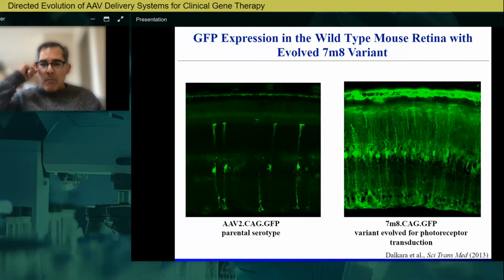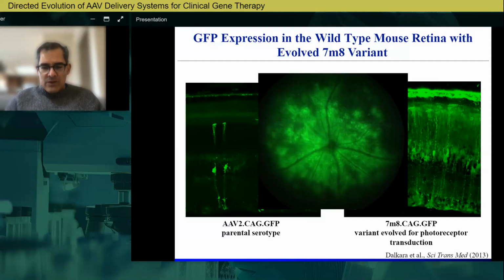So this work was done in a mouse, and there's a saying within the field of evolution that nature teaches you, you get what you select for. So this variant worked well within a mouse, but didn't work well within some of the larger animal models that we wanted to test it in prior to heading into human clinical development.